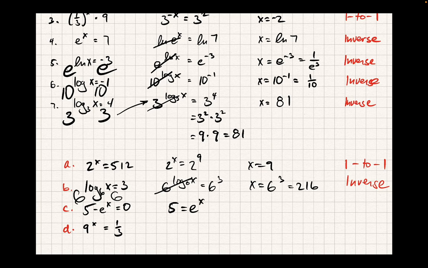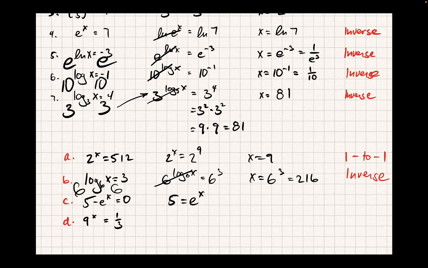Yep. And then you need to get rid of e. You do ln of 5 equals ln of e to the x. Right. What property did we use? Inverse.